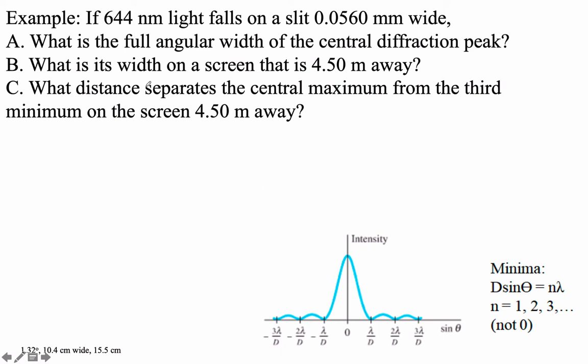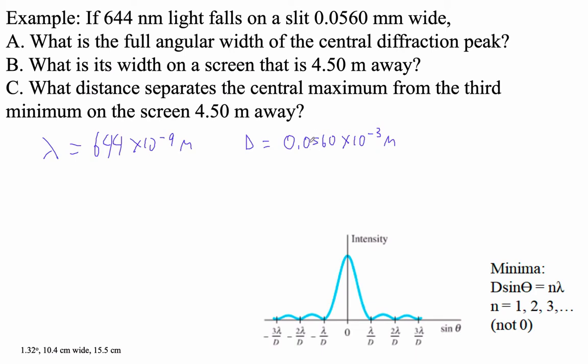Okay, so 644 nanometer light. So our wavelength is 644 times 10 to the minus 9th meters, falls on a slit that is that many millimeters wide. So we've got to be careful, right? D is 0.056. Now a millimeter is 10 to the minus third, so I'm just going to go times 10 to the minus third meters. Now I know I should say 5.6 times 10 to the minus fifth, but I'm not going to. I'm too lazy.